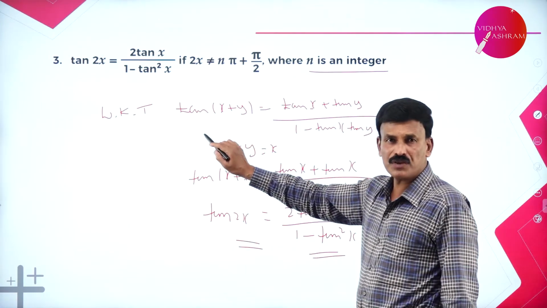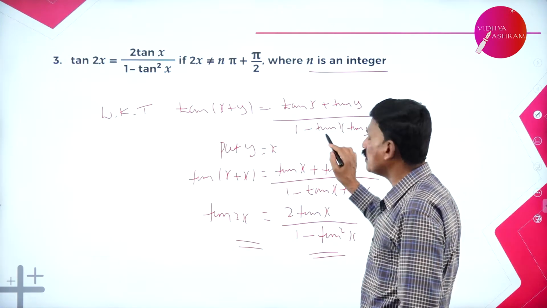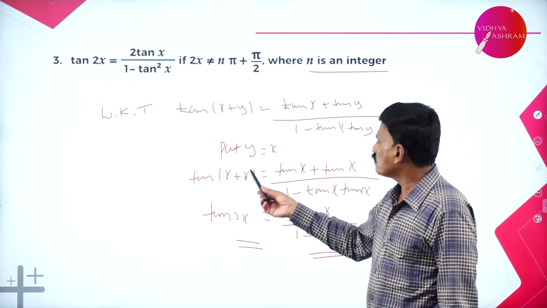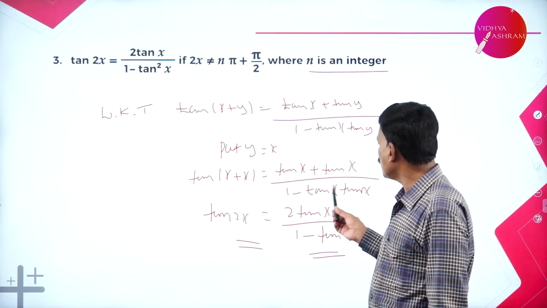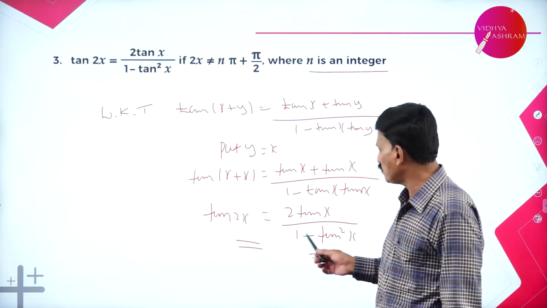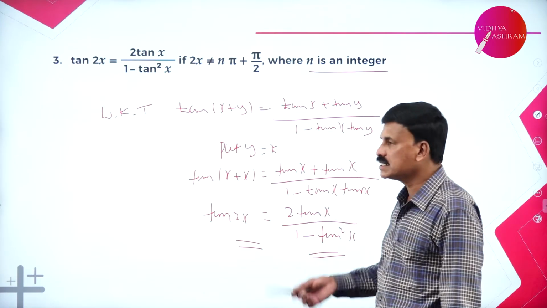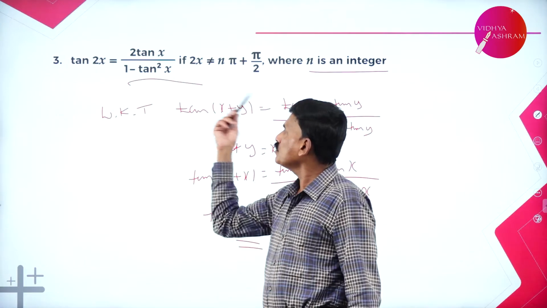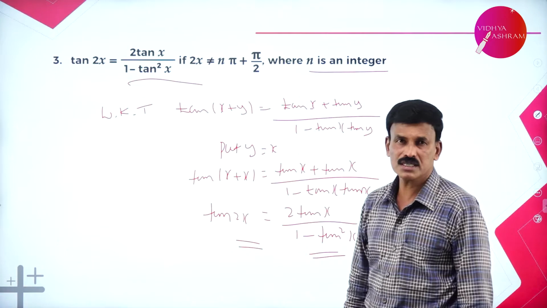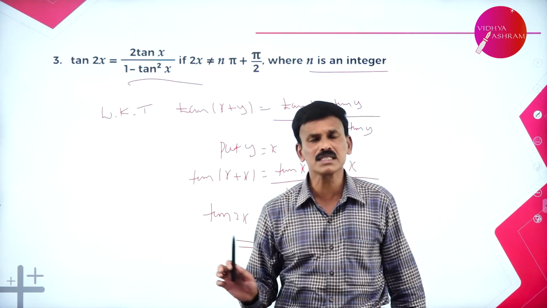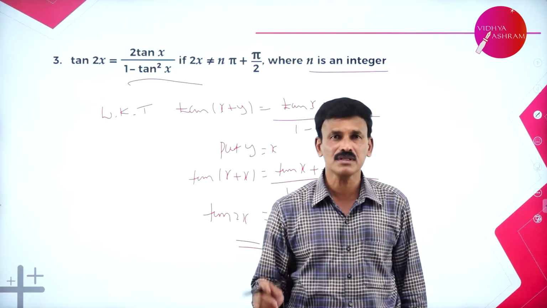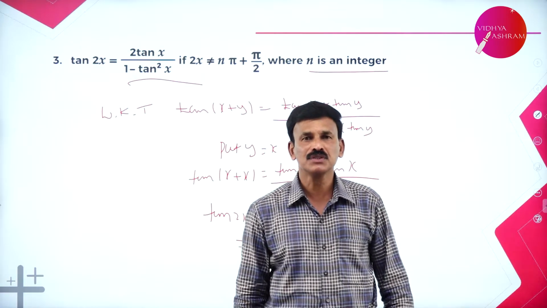See, we know that tan of (x plus y) is equal to tan x plus tan y divided by 1 minus tan x tan y. Put y is equal to x: tan of (x plus x) is equal to tan x plus tan x divided by 1 minus tan x into tan x. Tan 2x is equal to 2 tan x divided by 1 minus tan square x. Hope you followed. Very simple, very easy. Just y is replaced by x. That's it. So, these are all multiple angles of 2x.